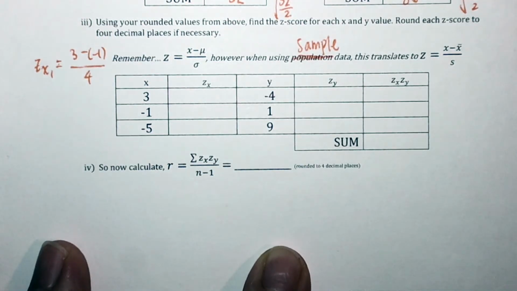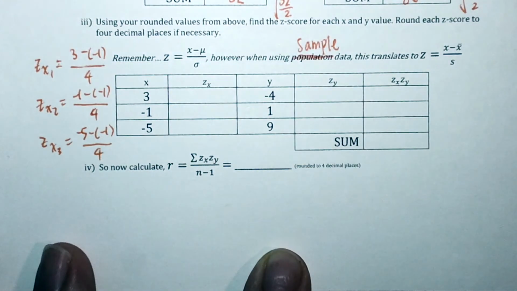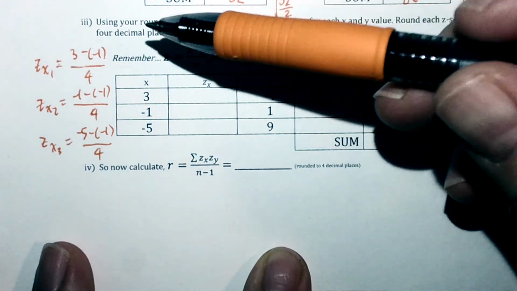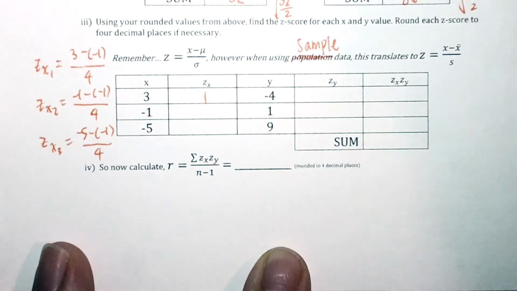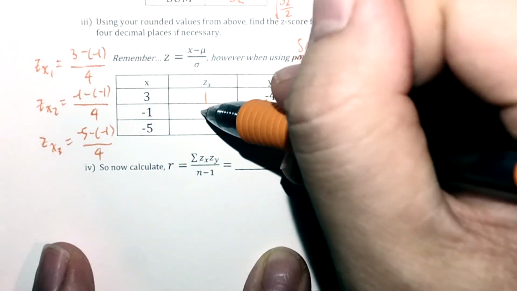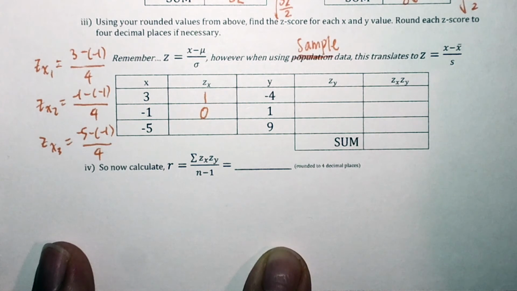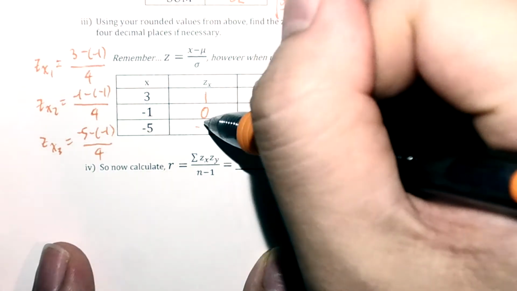Okay, I'm going to go ahead and set up all of these. Z sub X2 equals -1 minus -1 over 4. And Z sub X3 is -5 minus -1 over 4. So then when I simplify each of those, I have 4 over 4, which is 1. -1 minus -1 is 0. 0 divided by 4 is 0. And then -5 minus -1 is -4, divided by 4 is -1.